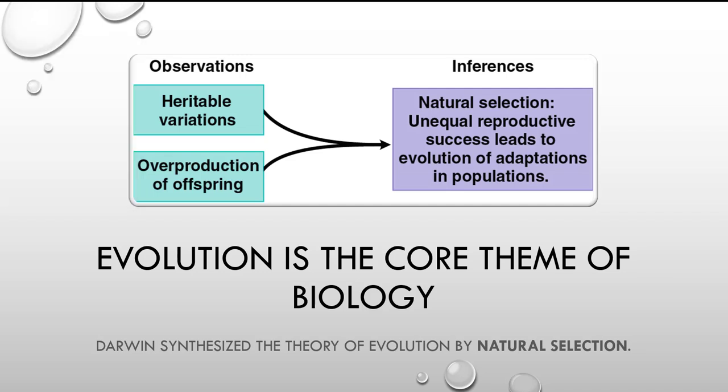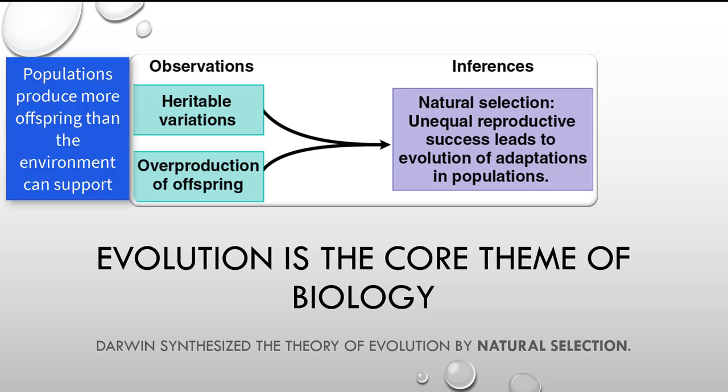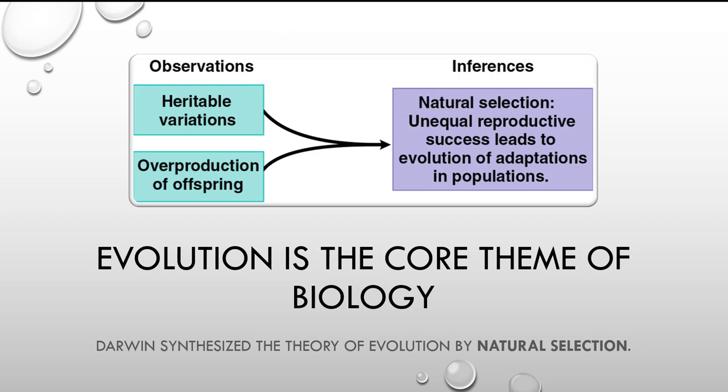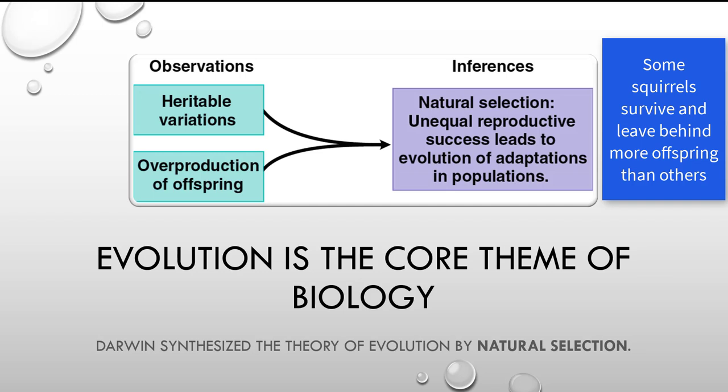Also, within a population, there is an overproduction of offspring. We tend to produce more offspring than the environment can support. So within a population of squirrels, there will be more squirrels being born than there are resources to support those squirrels. So what does that lead to? That leads to competition. The squirrels are going to be fighting for the limited resources. That leads to what we call unequal reproductive success. Some squirrels will survive and others will die.